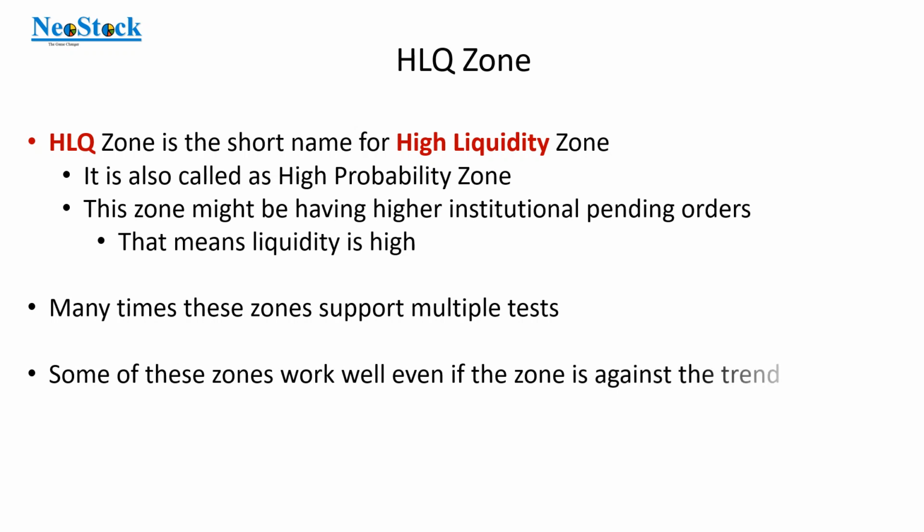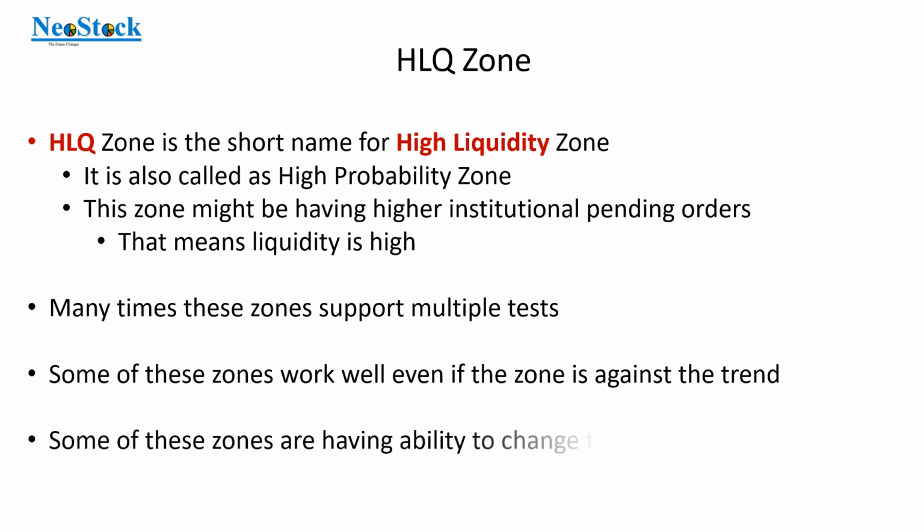And some of these zones work well even if the zone is against the trend. And some of these zones have the ability to change the trend and also the price direction. That's why these zones play a very important role. But how to understand these zones? How to find the zones?